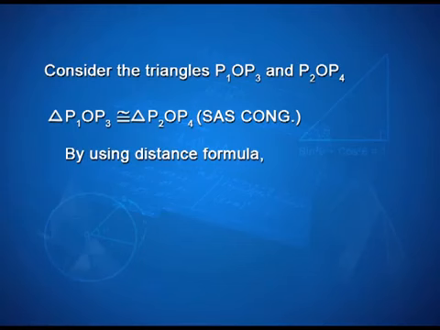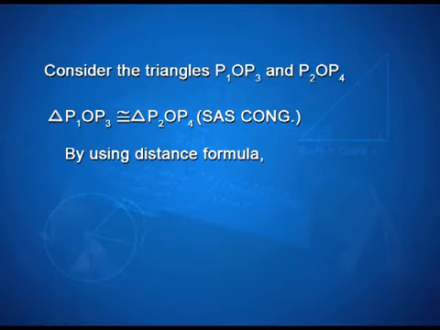Consider the triangles P1 O P3 and P2 O P4. We can see that triangle P1 O P3 is congruent to triangle P2 O P4. We have used side angle side congruency for this.